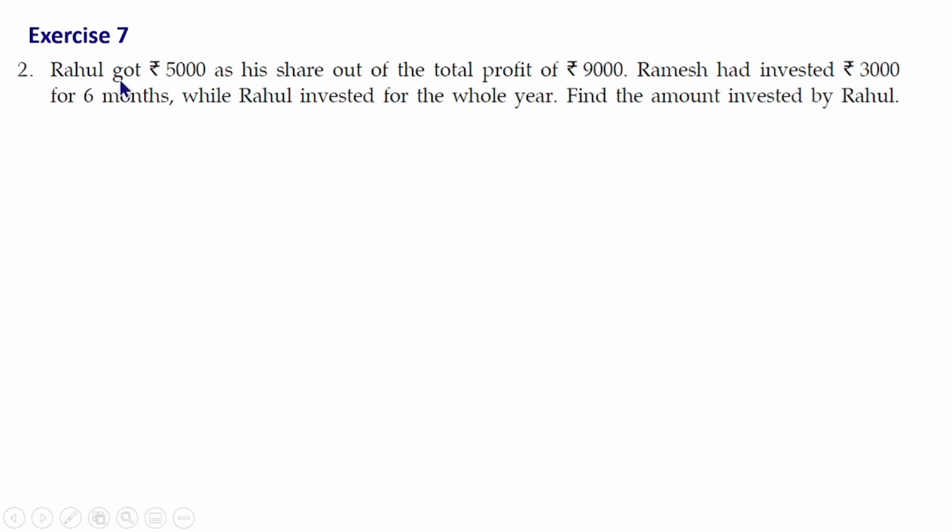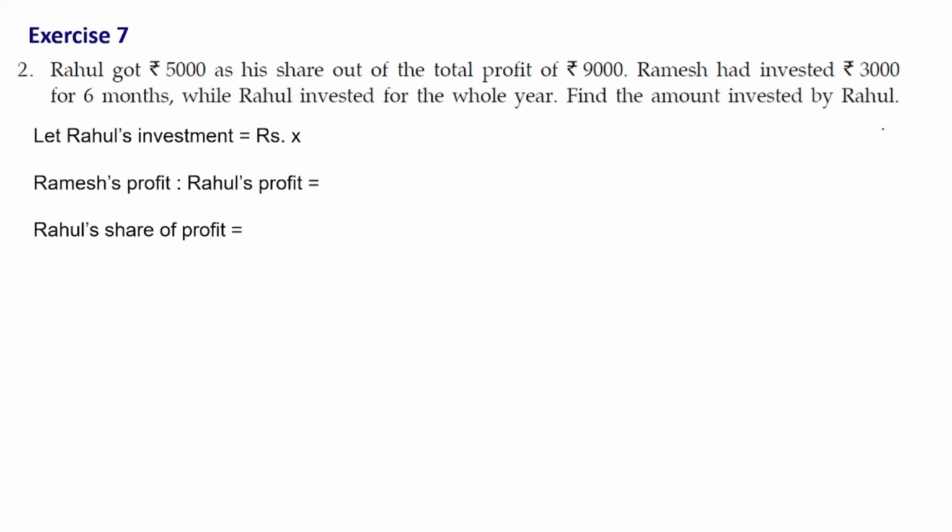Next question. Rahul got rupees 5,000 as his share out of the total profit of rupees 9,000. Ramesh had invested rupees 3,000 for 6 months while Rahul invested for the whole year. Find the amount invested by Rahul. So here Rahul's share of profit is given, and Ramesh invested rupees 3,000 for 6 months whereas Rahul invested for the whole year. We need to find the amount invested by Rahul. So let Rahul's investment be equal to X.